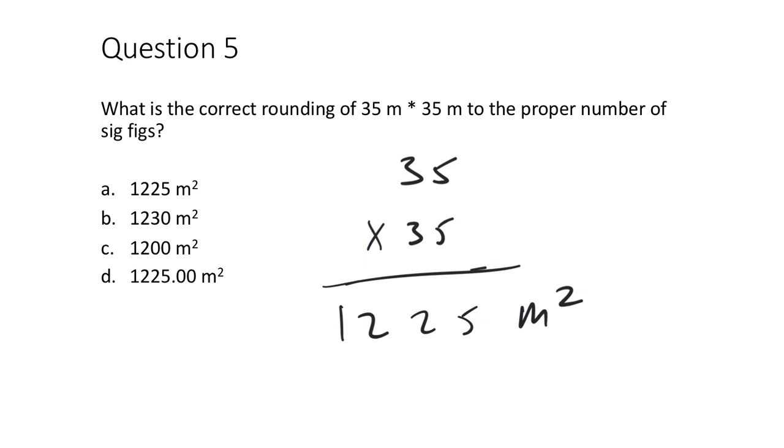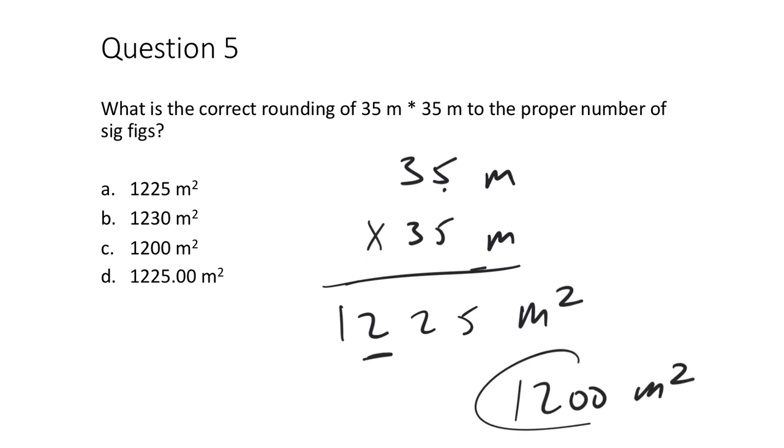And so for this result here, I had 2 sig figs times 2 sig figs. The result is only good to 2 significant figures. So we actually would need to report this result as 1200 square meters. Now, the issue is not that if you had a perfect 35 by 35 area you should round it. That's not what this problem is getting at.